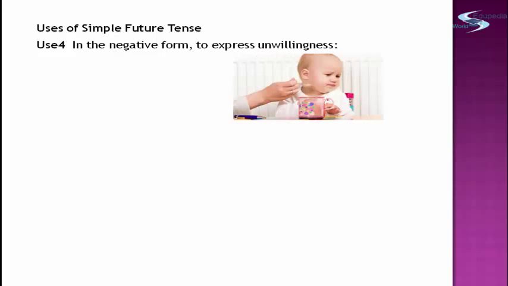This is a continuation of the usages of simple future tense. Use 4. It is used in the negative form to express unwillingness. The baby won't eat his soup. Won't eat. So, unwillingness.